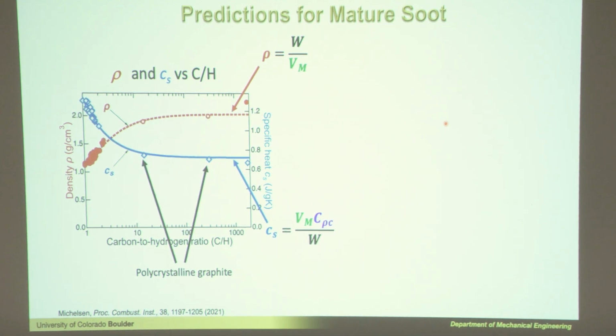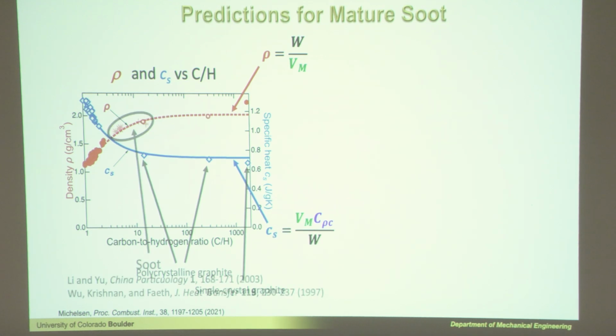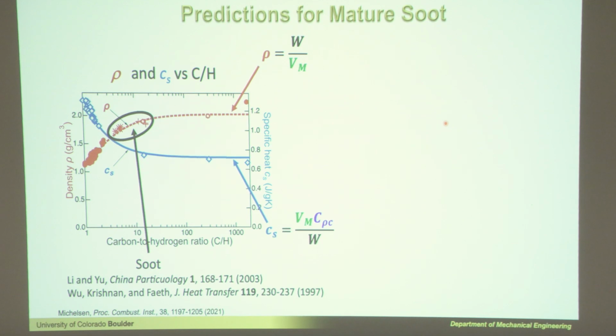Okay, there's our graph, our polycrystalline graphite, our single crystal graphite. I put soot on there. There are a couple of measurements for the density of soot, right? So that's on there. See where it actually goes on the line. It's awesome. I actually got it to work. Okay, I've got to calm down here.